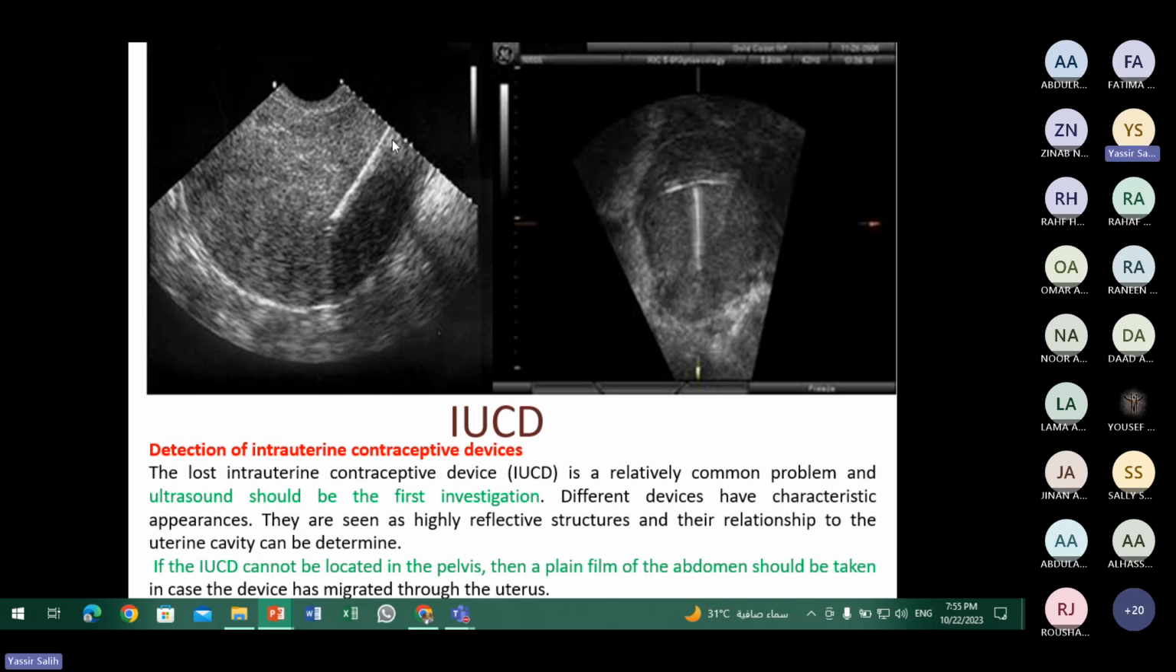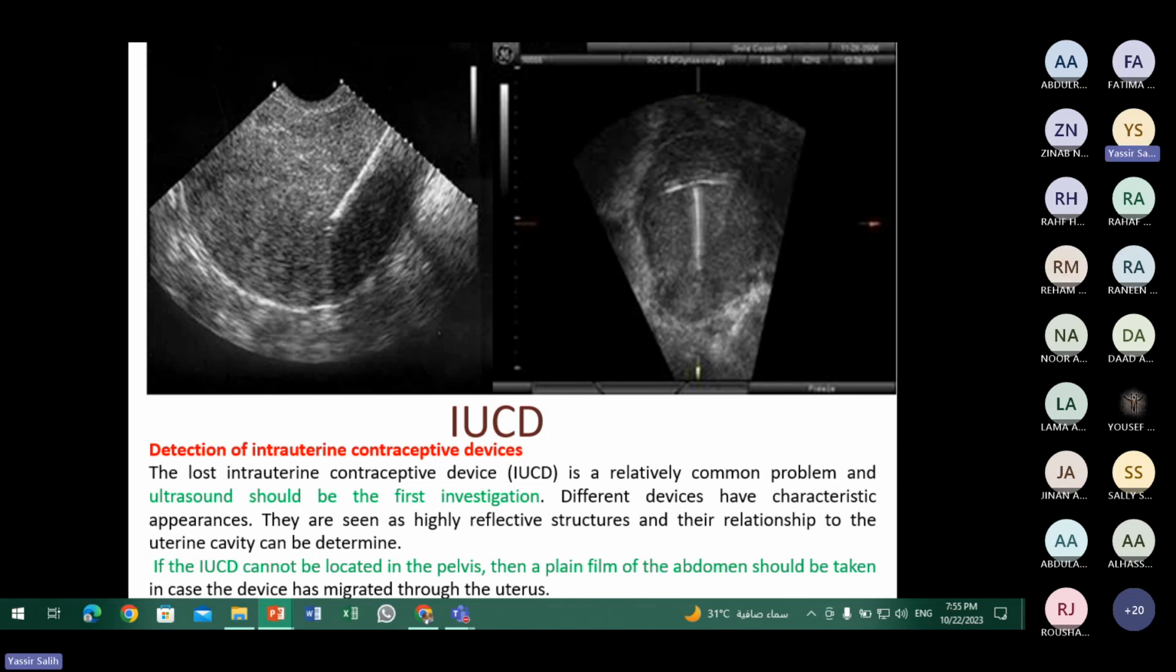طيب how to describe this IUCD? Can a volunteer describe this IUCD? Hyperechoic. Yes, it is a hyperechoic linear. لاحظوا هو linear. فهو أهم شيء زي ما قلت hyperechoic، يعني highly reflective or hyperechoic، يعني structure اللي هو بكون linear within the endometrial cavity normally.